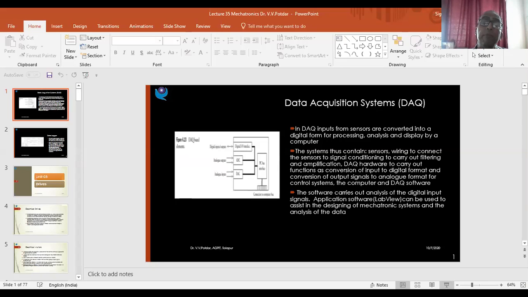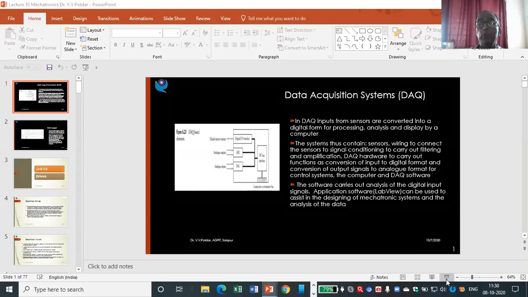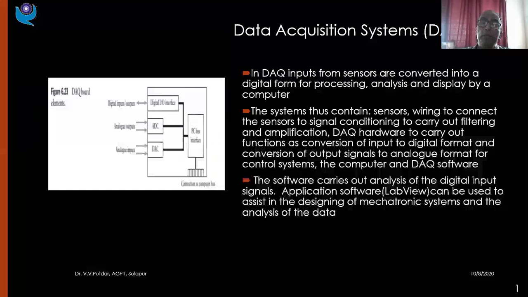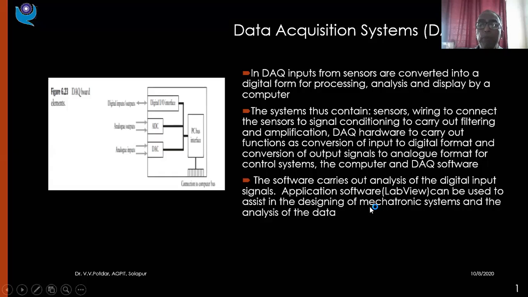Application software like LabVIEW, you must have seen, along with MATLAB, we make use of LabVIEW software, which is of much use. Application software such as LabVIEW can be used to assist in the designing of mechatronic systems and the analysis of data. As you can see in the sketch, as I said, all these sketches and this information I have taken from the book by Bolton. That is our textbook, so to say, a soft copy of which I already put on our Google Classroom. So there are digital inputs and outputs through one port, analog outputs through DAC, and then analog inputs.